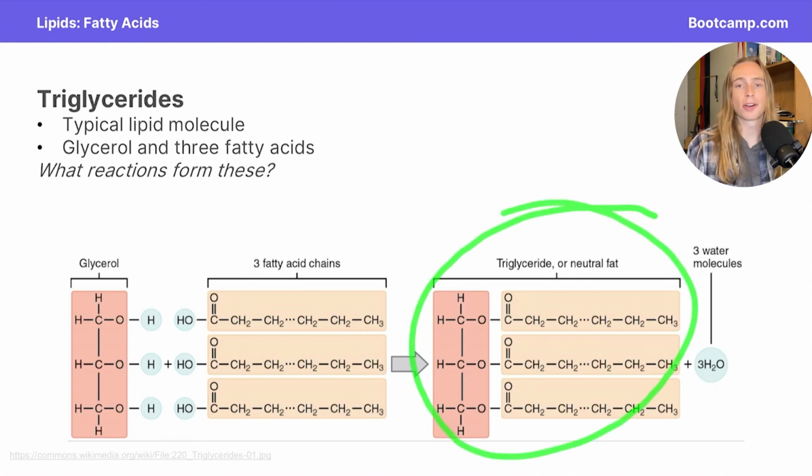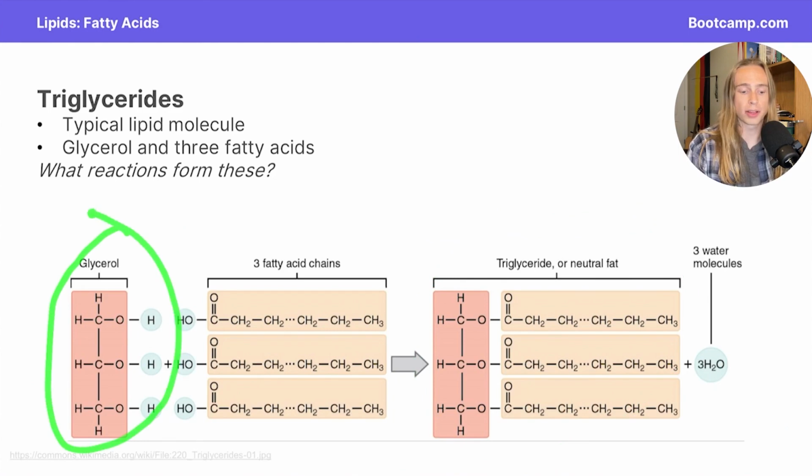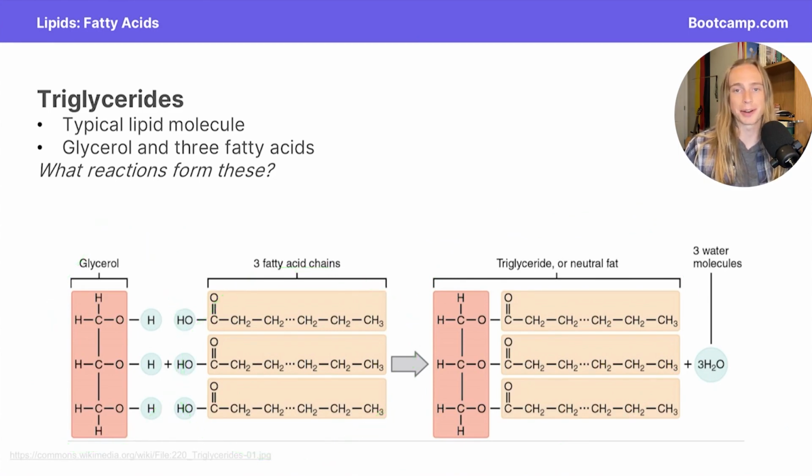Triglycerides, which we see here, are your typical lipid molecule. Triglycerides consist of one glycerol molecule, which is just an organic alcohol, and three fatty acid chains as we see here. This reaction shows our glycerol and our three fatty acids coming together to form a triglyceride.